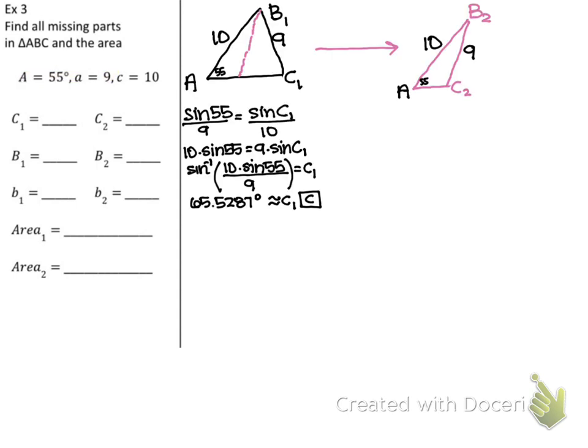Okay, so I ended up with sine of 55 over 9. That's the complete ratio that was given to me. And then sine of C1, I'm just going to assume there's two triangles, over 10, cross multiplied. And then because I'm looking for an angle itself, I'm going to use inverse sine. So I ended up with 65.5287 as C1, and I stored it as C. Now, you don't have to clear out whatever you stored before. It just stores right on top of the old thing. So it does like a delete replace.